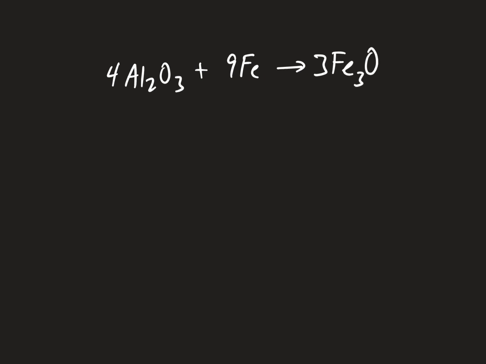So it says, we have an equation, 4Al2O3 plus 9Fe gives us 3Fe3O4 plus 8Al. Okay, we can't do any of this without a balanced equation, but we have one right there. So it says if we have 25 grams of aluminum oxide, and 10.2 grams of iron, we want to determine the limiting reagent.